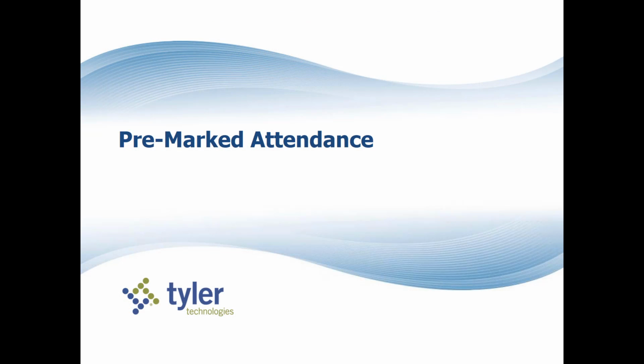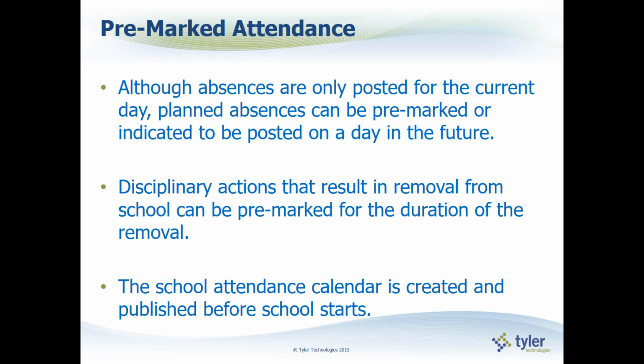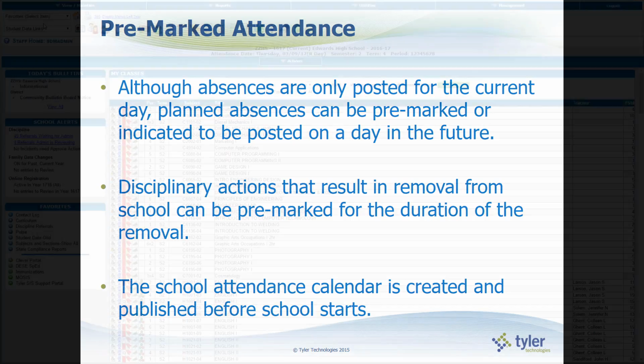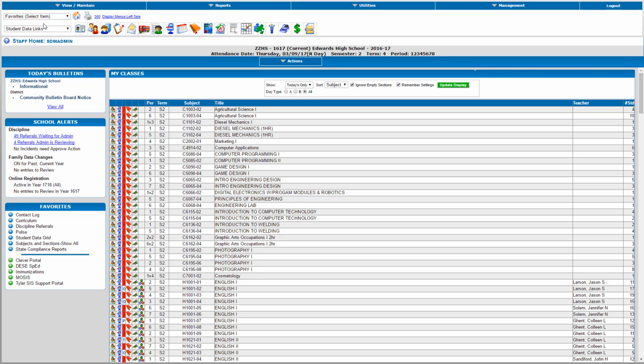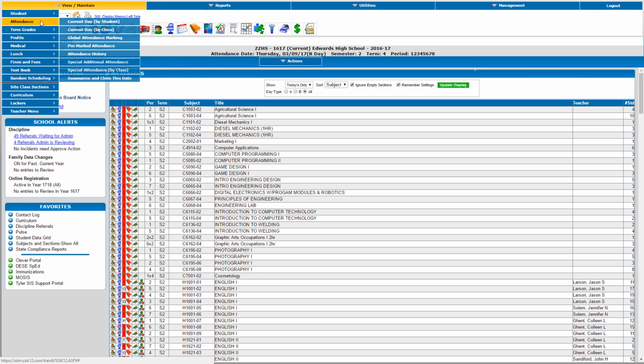We will now look at pre-marked attendance. Although absences are only posted for the current day, planned absences can be pre-marked or indicated to be posted on a day in the future. Disciplinary actions that result in removal from school can be pre-marked for the duration of the removal. I will navigate to View Maintain, Attendance, Pre-marked Attendance.